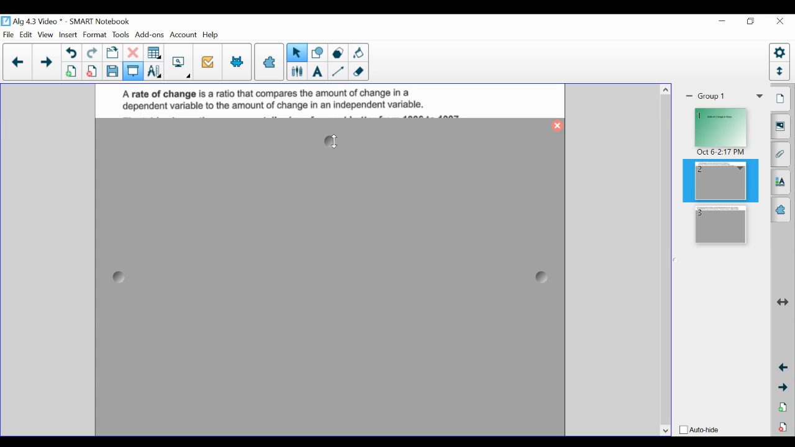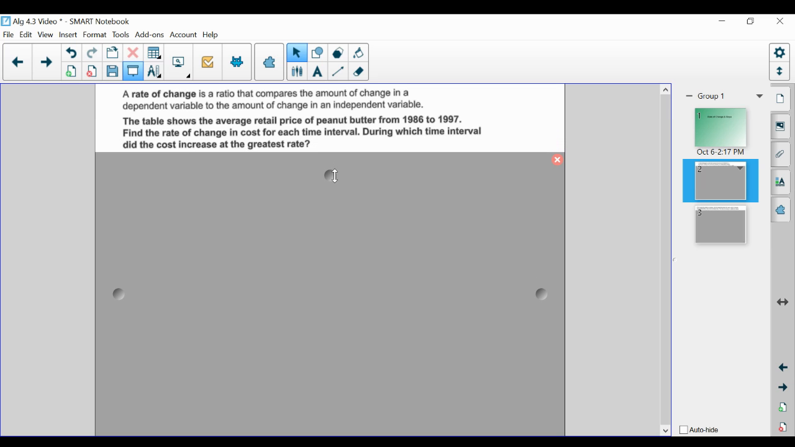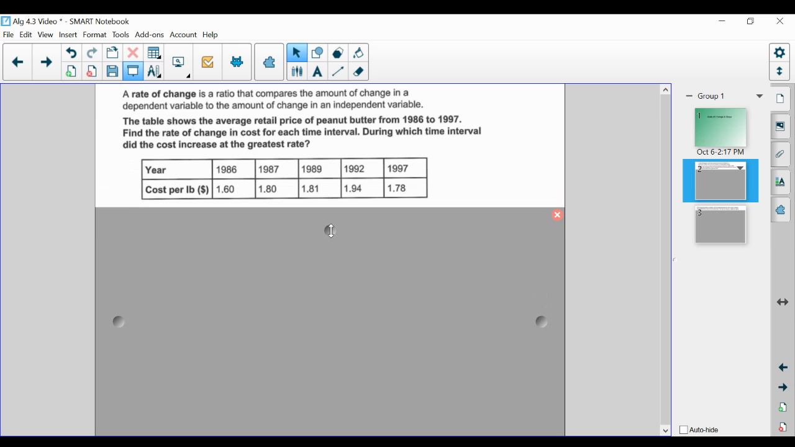So if we take this and put it into a real life application, the table shows the average retail price of peanut butter from 1986 to 1997. We're going to be finding the rate of change in cost for each time interval. During which time interval did the cost increase at the greatest rate? So we're given a table below. We have 5 different years: 1986, 1987, 1989, 1992, and 1997. Why they were increasing at those rates, I have no idea, but these are the years we are given. And then we're given the cost per pound: $1.60, $1.80, $1.81, $1.94, and $1.78.